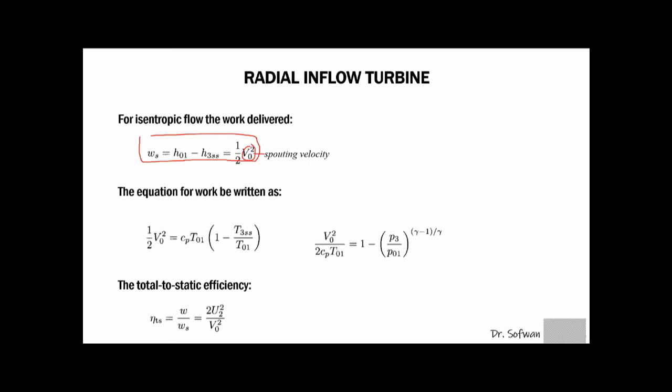The kinetic energy associated with the spouting velocity is a convenient replacement for the maximum work that this turbine can deliver. This equation can also be interpreted as defining what velocity would be reached in a frictionless nozzle as the flow expands from pressure P01 to the exit static pressure P3.